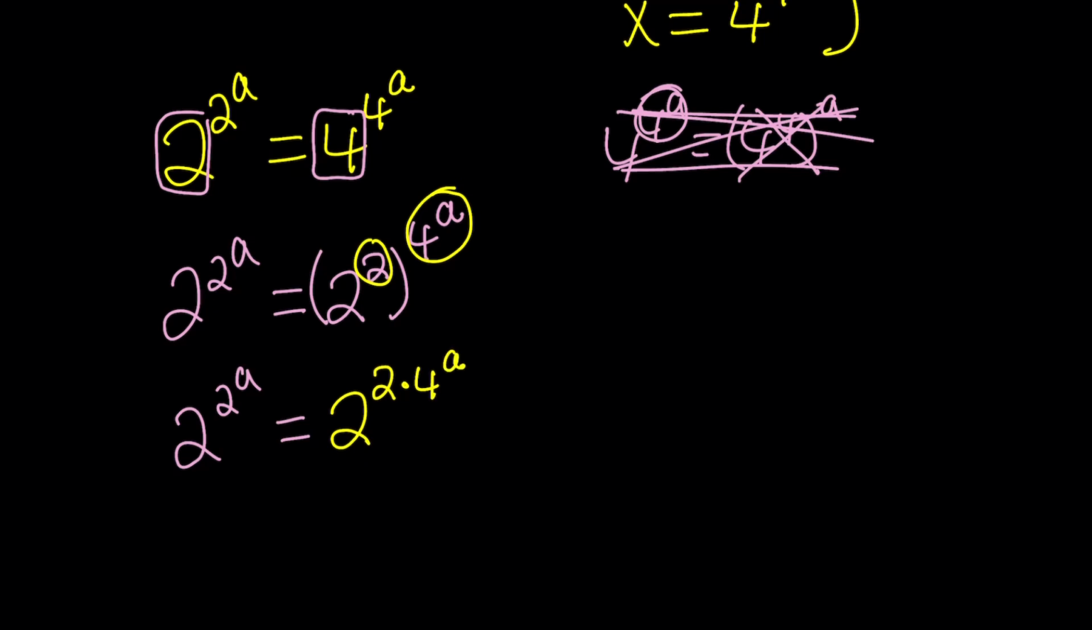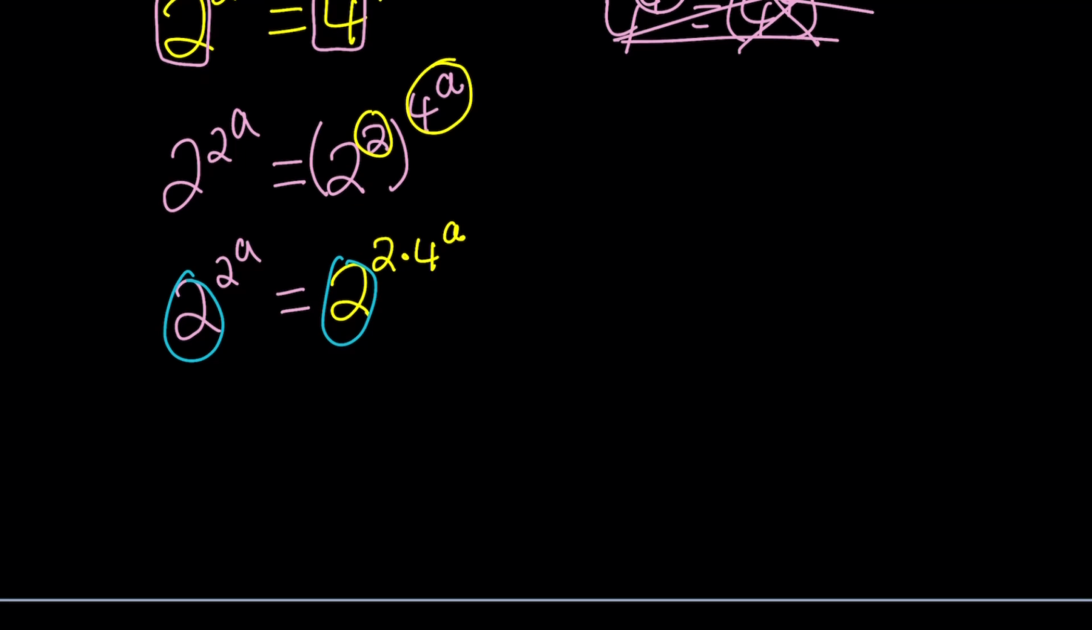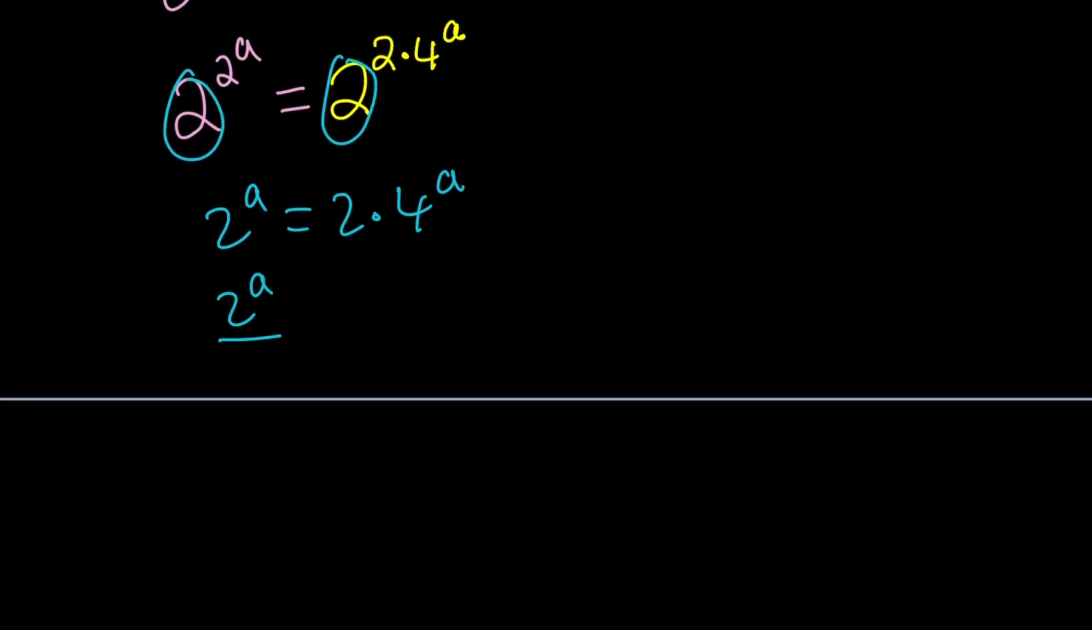Now notice that the bases are equal, so are the exponents. From here we get 2 to the a equals 2 times 4 to the a, and then of course it makes sense to bring the a's together, the variables. So 2 to the a divided by 4 to the a equals 2. So we isolated the constant and the variables.